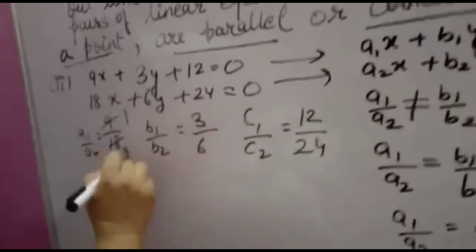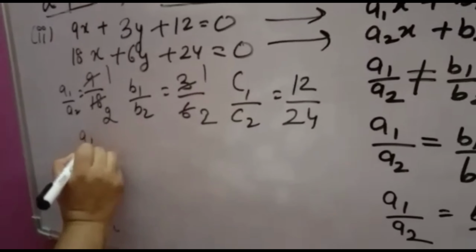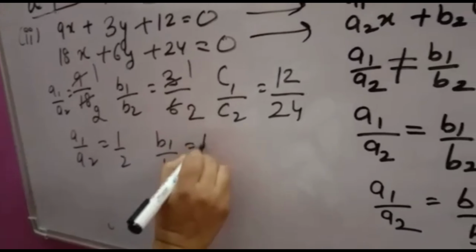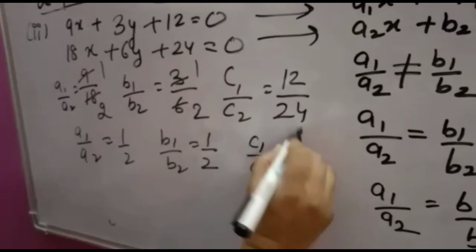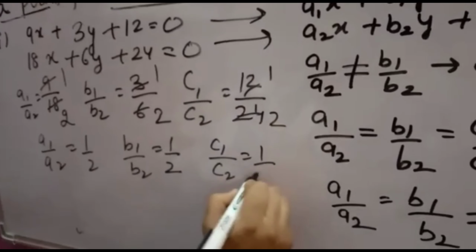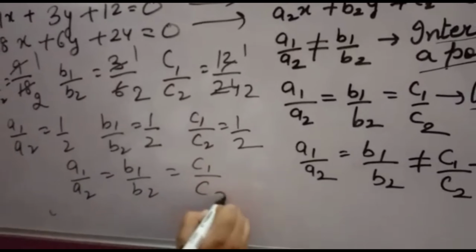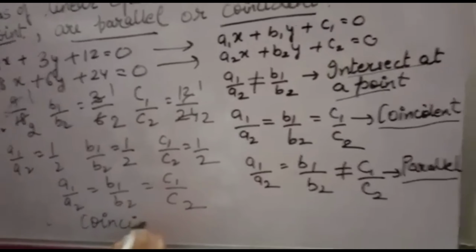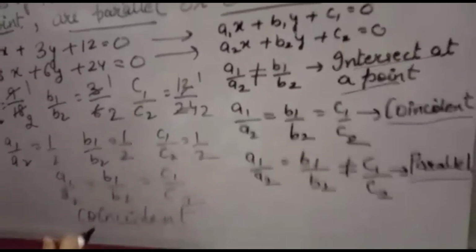9 ones are 9, 9 twos are 18, 3 ones are 3, 3 twos are 6. So a1 over a2 is coming 1 by 2, b1 over b2 is also coming 1 by 2. So you have to check c1 over c2. It is also coming 1 by 2. Now a1 over a2 is equal to b1 over b2 is equal to c1 over c2. So this is the second case. So the lines will be coincident.